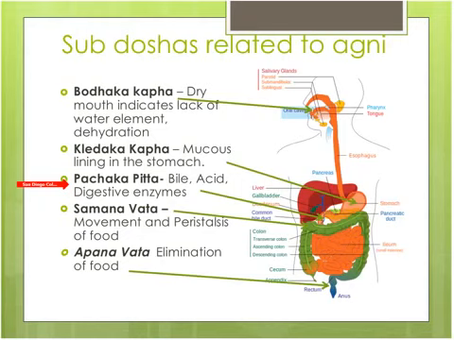So think of, I would say Agni is the actual stove and the ignition switch, and Pachak Pitta is the actual fire. Does that make sense?